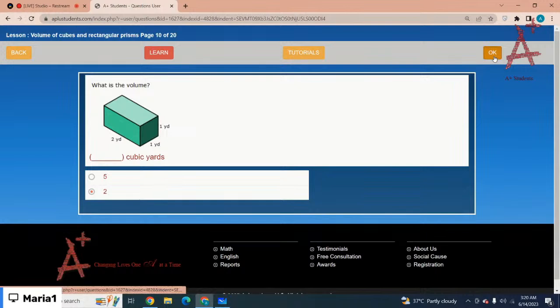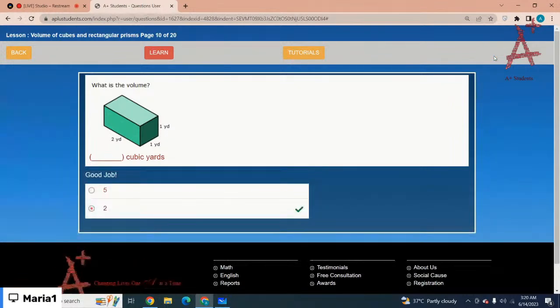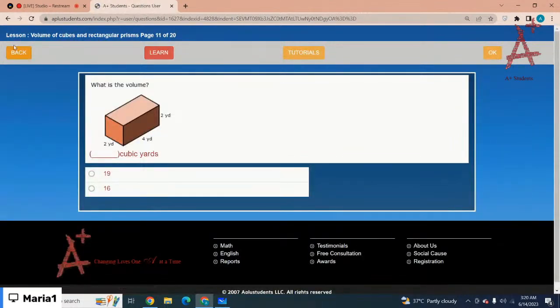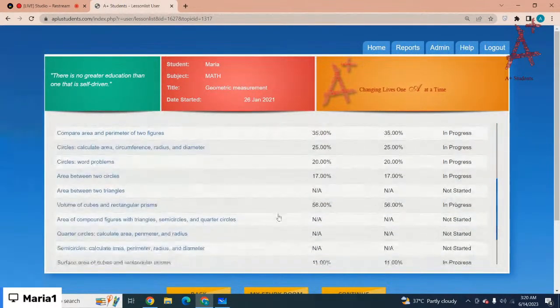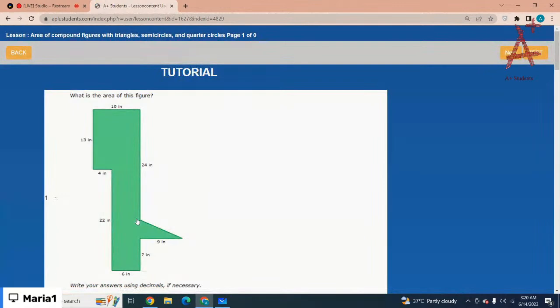Okay, you can complete the test by yourself later today. Let me just move on to the next lesson. Okay, the next one is area of compound figures with triangles, semicircles, and quarter circles. Okay, here it is. What is the area of this figure?